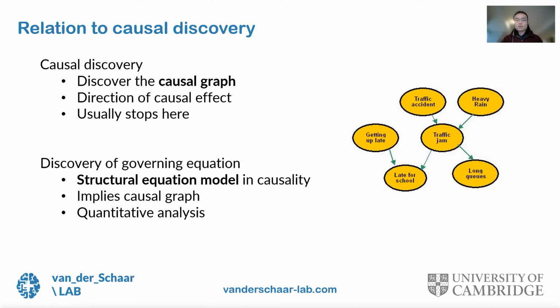However, in causal discovery, the discovery usually stops after the skeleton of the causal graph is fixed, rather than coming up with more quantitative relationships. On the other hand, in the discovery of governing equations, we not only care about the qualitative relationships, but also care about the exact equation. And this has some connection with the so-called structural equation model in causality. And indeed, if we have the governing equation, one can read the causal interaction graph from the equations directly.